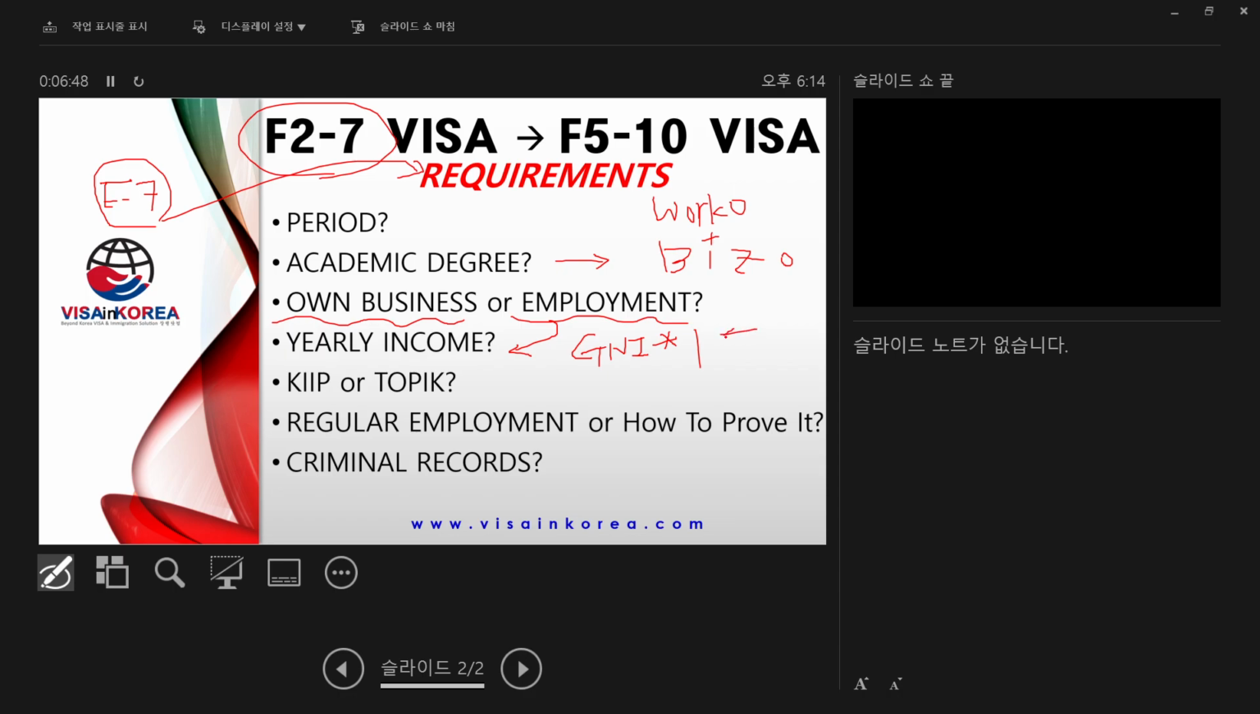So the income certificate is issued as an employment every May, but you have to report your comprehensive income in July. Usually in June you need to report it. So in July you can get the income certificate, okay?